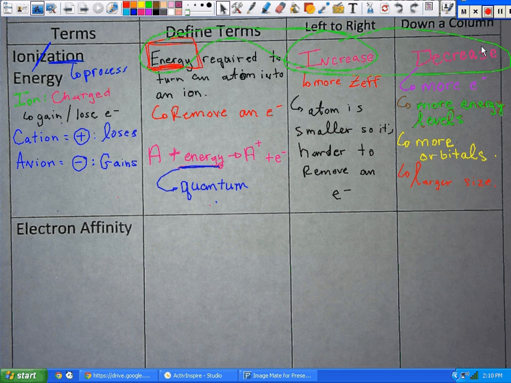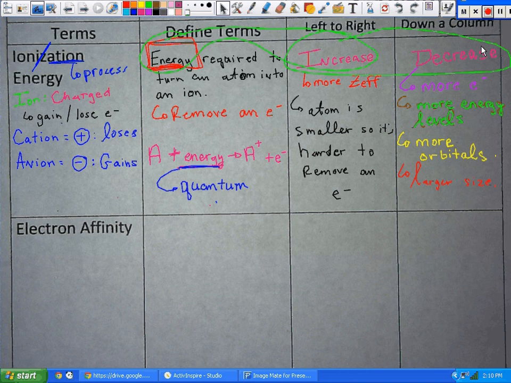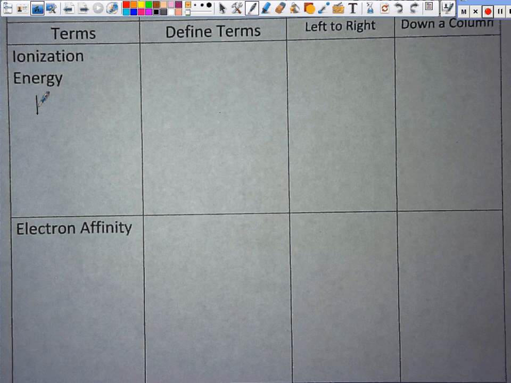And so this is an example. And guys, if you ever see this in the book, I want you to understand what it means. So what do you think IE1, IE2, and IE3 stand for? The energy required to remove how many? 1. Ionization energy to remove how many? 2. And then ionization energy to remove 3.